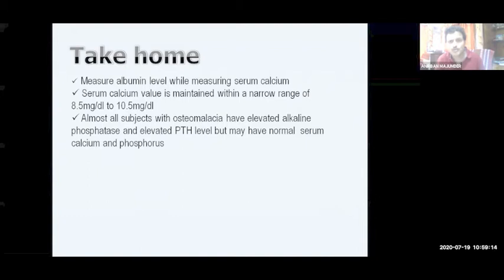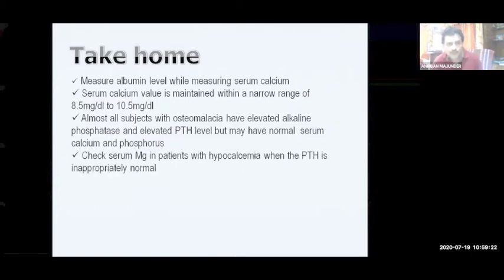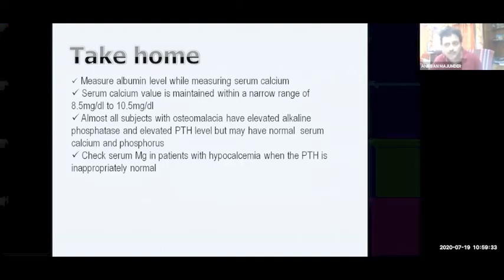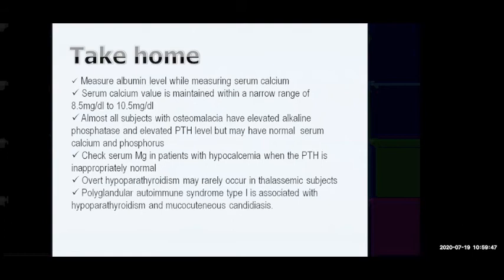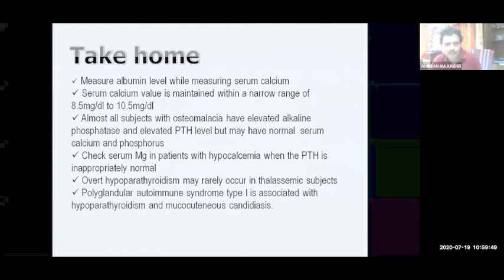Almost all subjects with osteomalacia have elevated alkaline phosphatase and elevated PTH level, but may have normal serum calcium and phosphorus. You should always check magnesium in a patient with hypocalcemia when PTH is inappropriately normal, because magnesium is a very important ion responsible for helping the release of the PTH from the parathyroid gland. Overt hypoparathyroidism can rarely occur in thalassemia subjects, not very common, but can occur. Polyglandular autoimmune syndrome type 1 is associated with hypoparathyroidism and mucocutaneous candidiasis.